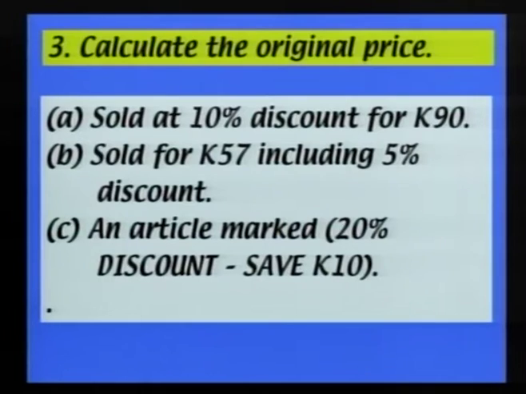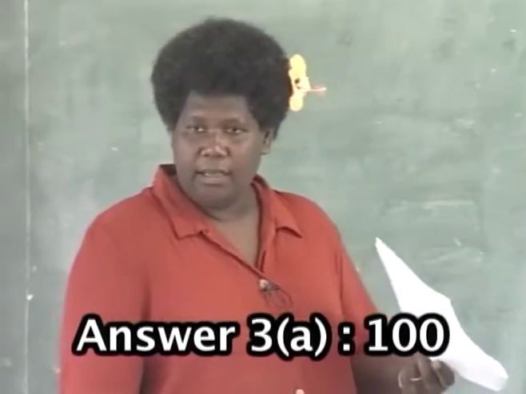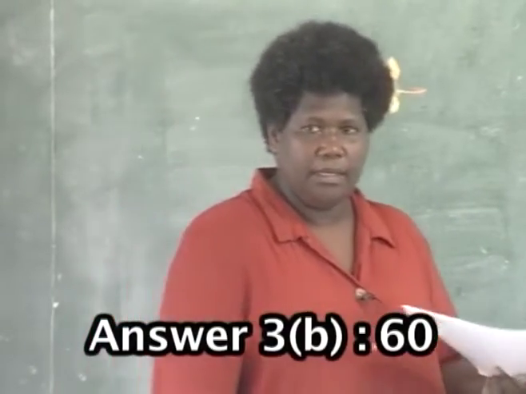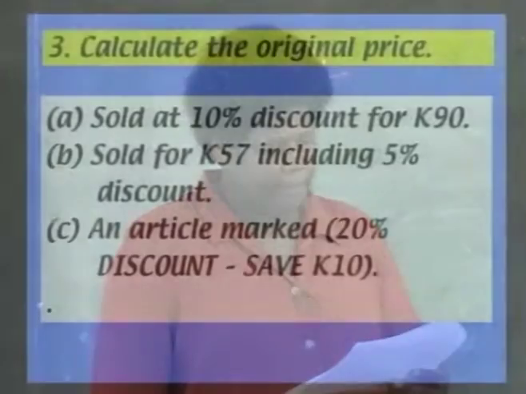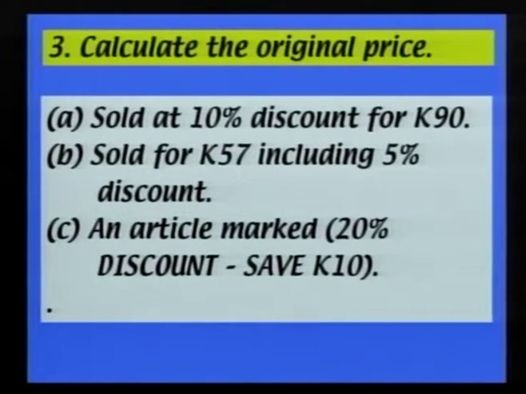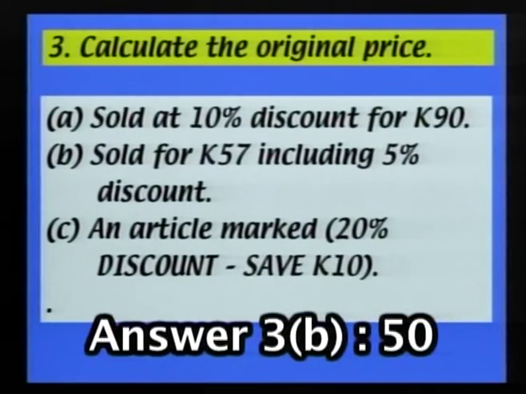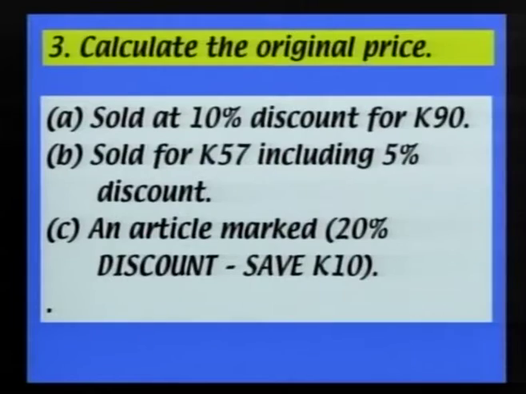Three A is 60 kina. Okay, 60 kina. Sold at 10% discount for 90 kina. Are you sure? Or is that 3B? Check your working out. Was that the answer for 3B? Give the answer for 3B. So the real answer was 100 kina. Okay, 100 kina for A and 60 kina for B. Lester, C? 50 kina. Okay, letter D for that we did already.